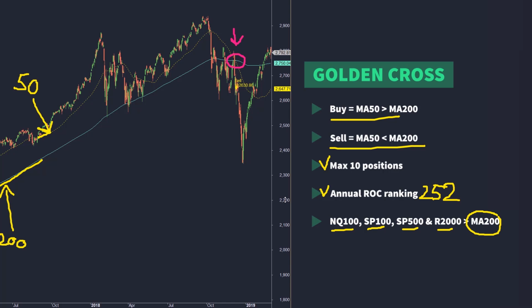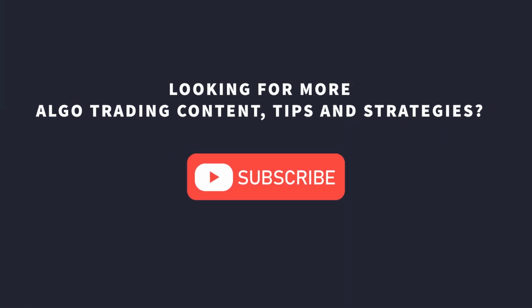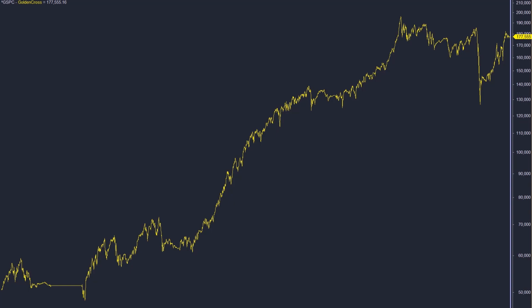Let's look at the equity curve. And the equity curve of the golden cross looks as follows. Starting from the left, we can see that this area on the equity is flat, which makes perfect sense, as this is the time of bear market during the global financial crisis when all indices were trading below their 200-day moving averages. Due to this, the strategy did not open any new trades, and so its equity curve is flat.